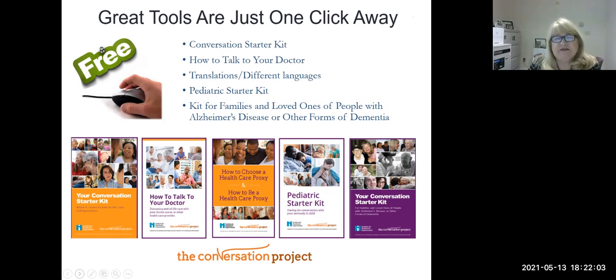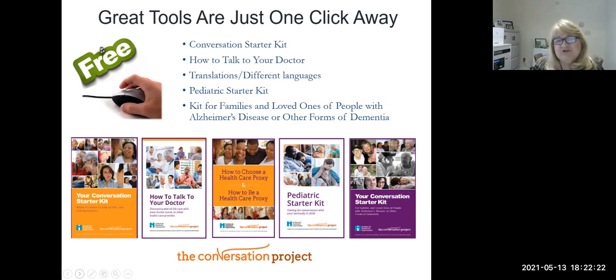And involved in this kit, they have a lot of different ways to bring up the conversation, different questions you can ask. They also have a document on how to talk to your doctor about what your wishes are. They have all different translations, different languages. I think the last time I checked, they had at least 10.